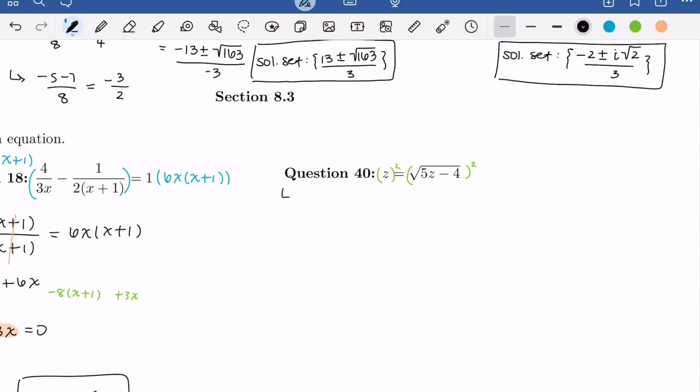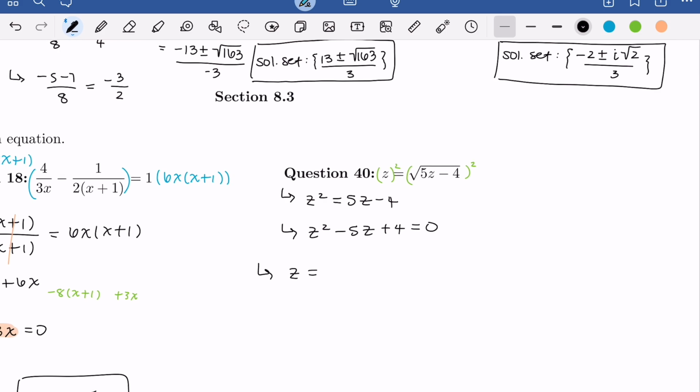So doing so, we're going to end up with z squared on the left-hand side, and then just whatever is under the radical on our right-hand side. So now let's try to write this in standard form here so we can use our quadratic formula. What we'll do then is subtract 5z on both sides and then add 4 to both sides of our equation. So we're going to have z squared minus 5z plus 4 is equal to 0. Now we can use our quadratic formula to solve.